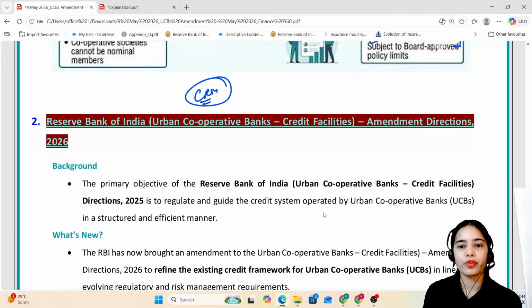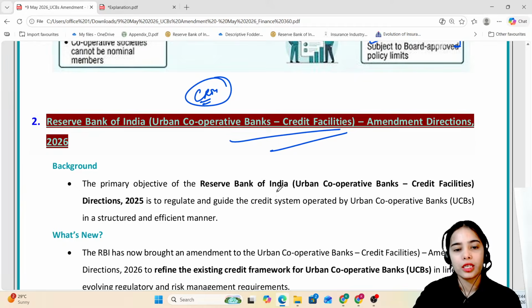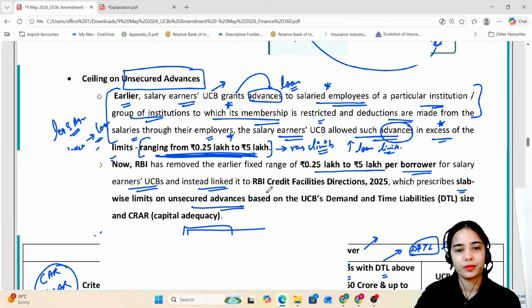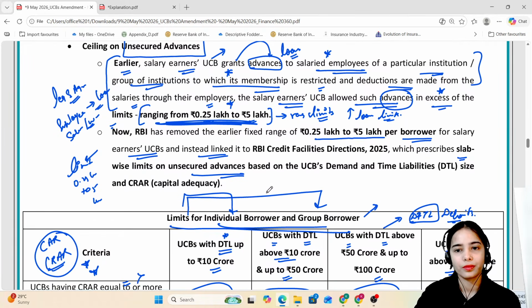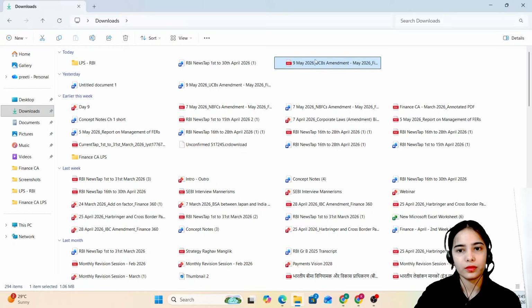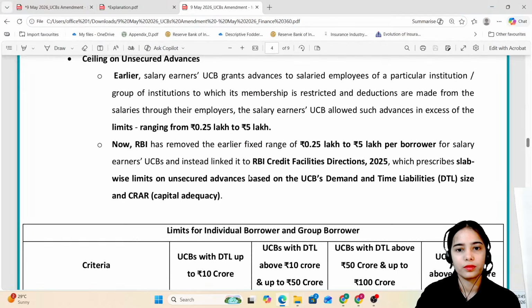Now we are moving forward with the credit facilities. Any confusion in the above direction? Any confusion here? Any confusion?